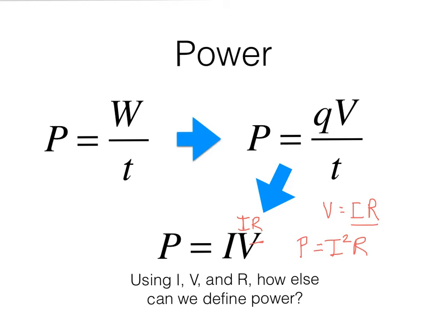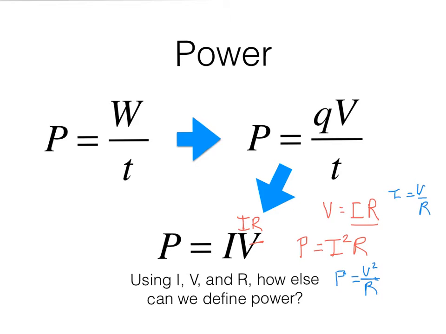Now, of course, I could do it the other way. I could just as easily say, well, we're going to solve for I. And so if I solve for I, I will have that I equals V over R. And so if I do that, I can put V over R in for I, and then I would have V squared over R. So I can also have that power equals V squared over R.